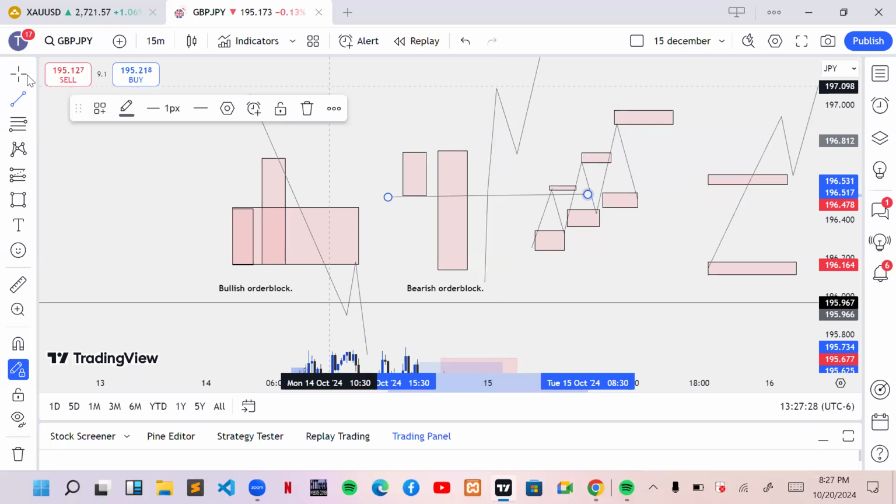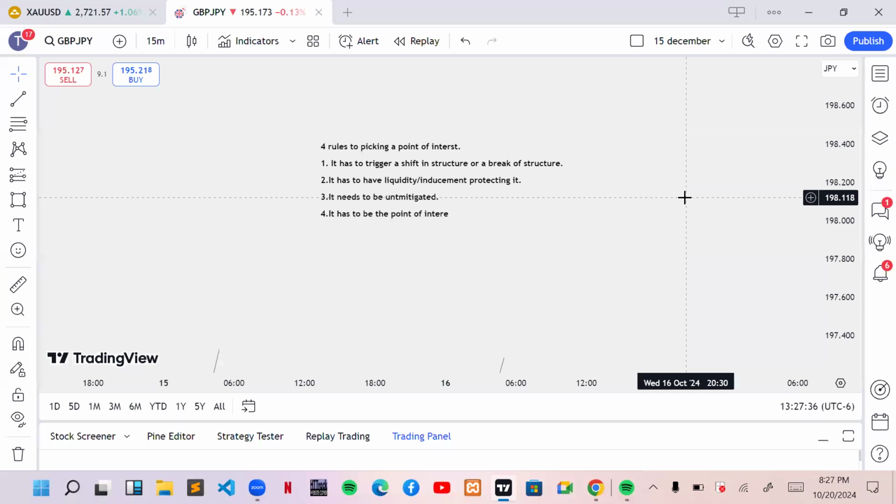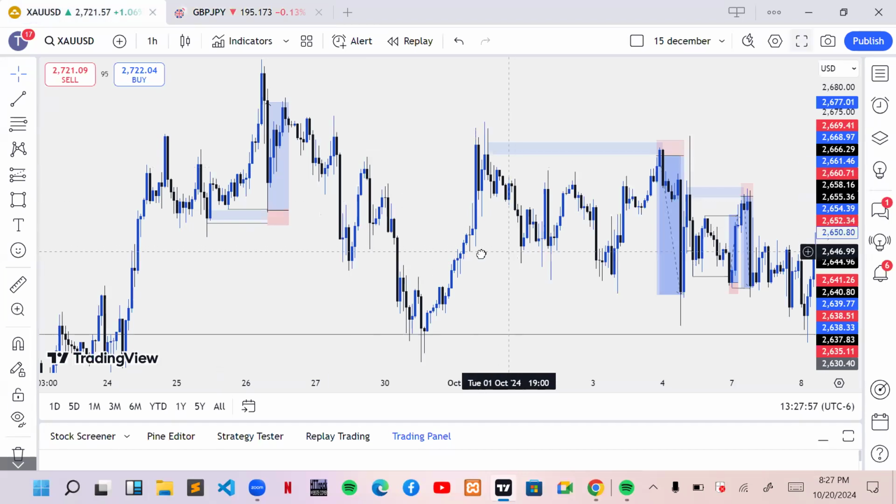Now, how do you know when to make use of which POI? How to know when to make use of the order block and how to know when to make use of the breaker block? So there are four key rules I pay attention to when picking a point of interest so that I can know how to pick the valid one. So number one rule that I pay attention to is it has to trigger a shift in market structure or a break of structure.